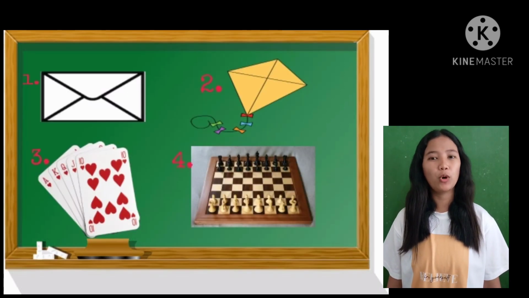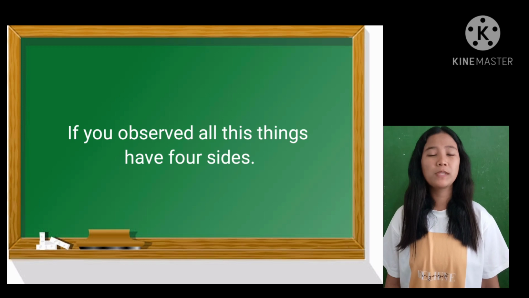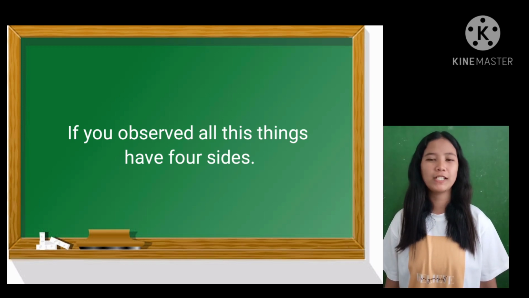Number 1, envelope. Number 2, kite. Number 3, cards. And number 4, chessboard. If you observe, all these things have 4 sides.